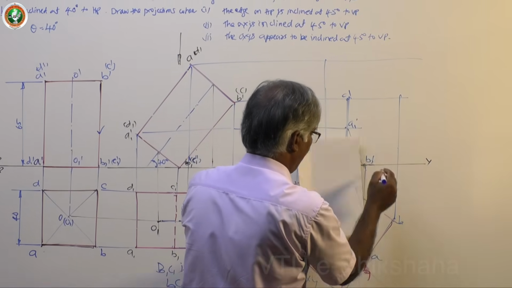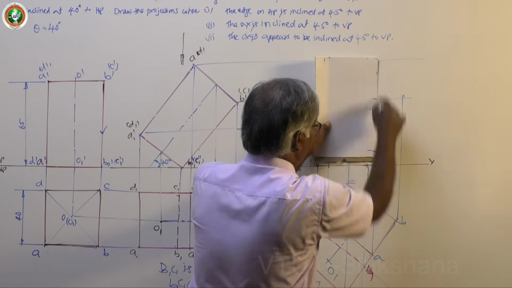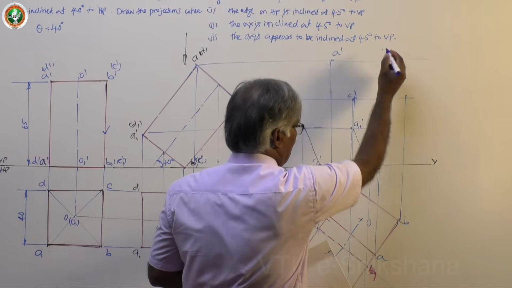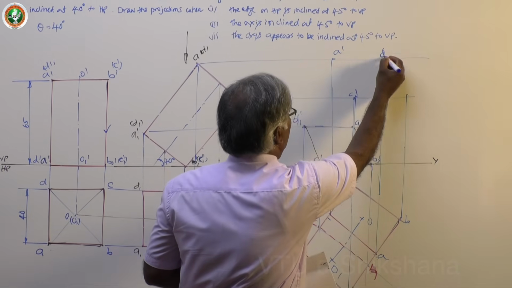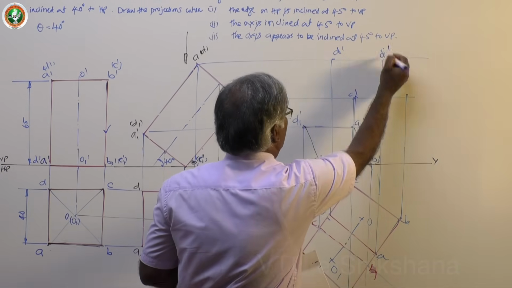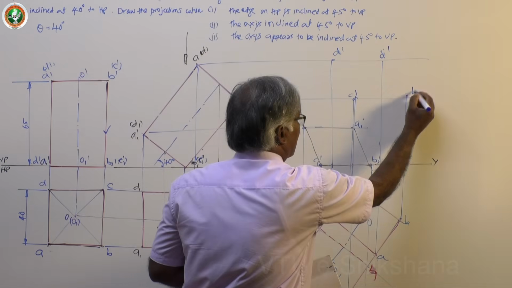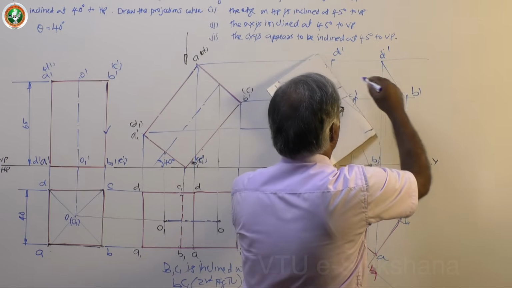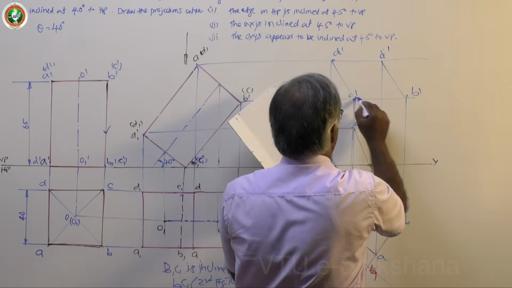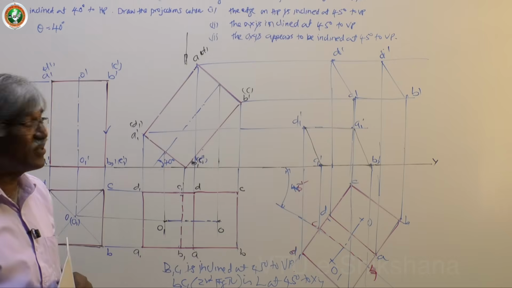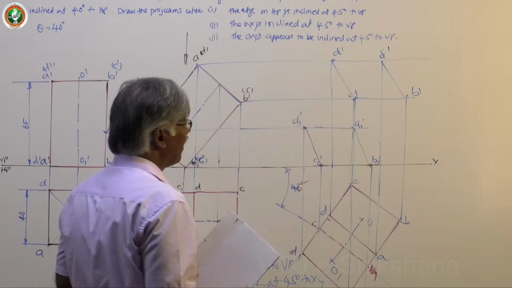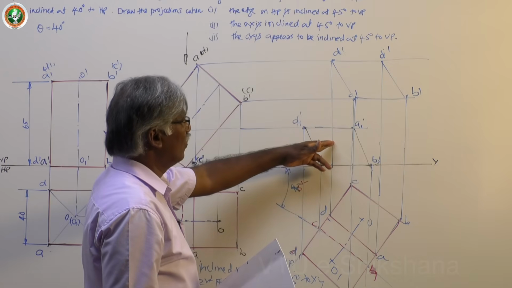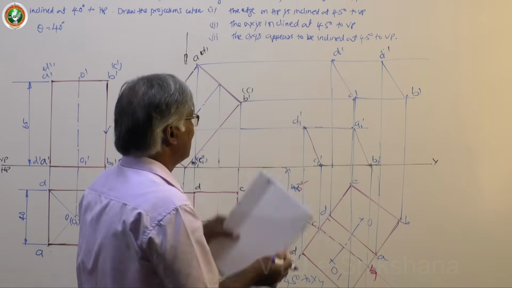D and A. Yes. A dash, this is D dash, this one is B dash. Yes. A, B, C, D. Join them in order, with dark lines. Next comes the line joining the top views and corners of the front view, of the top face and base that you already obtained.